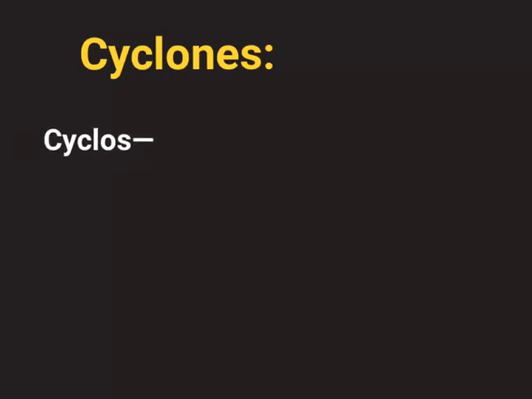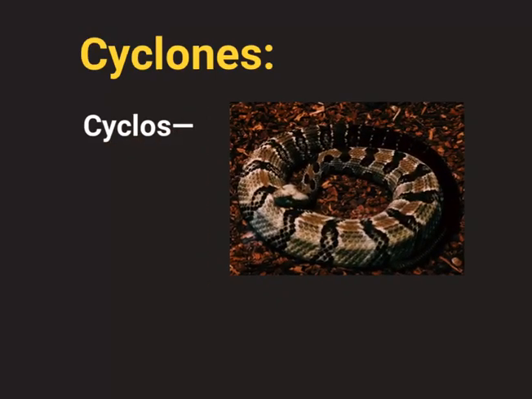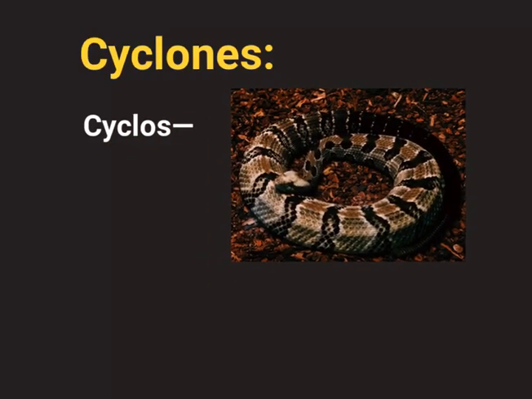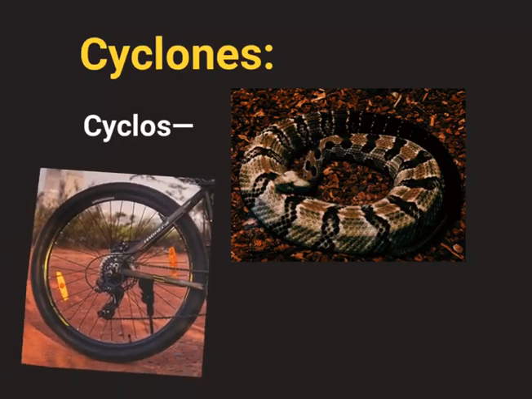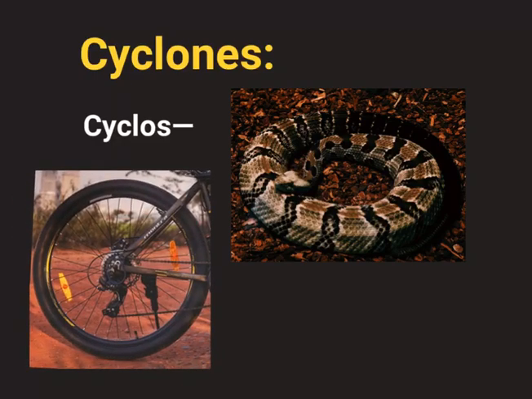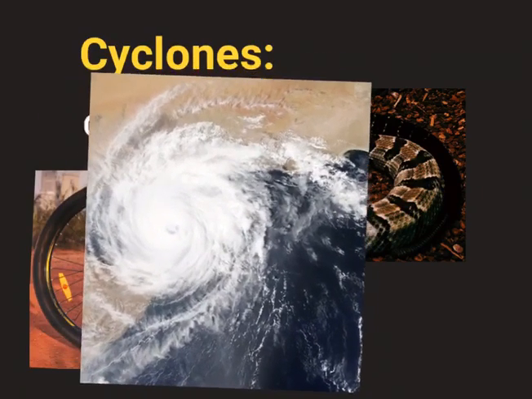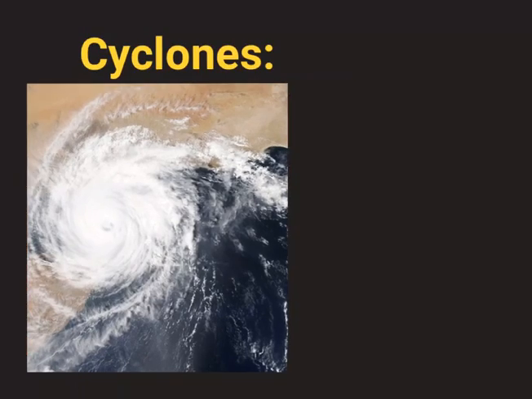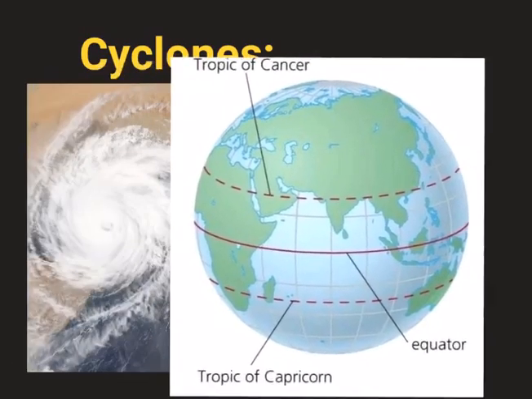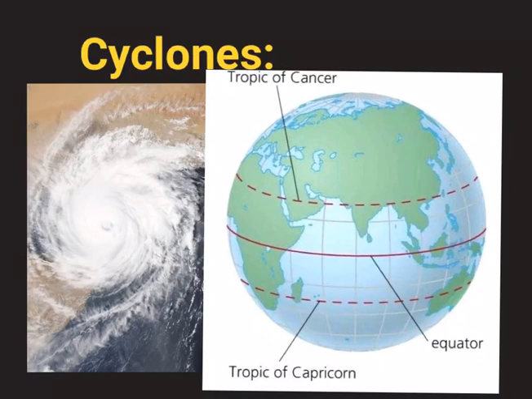Basically, the word cyclone is derived from a Greek word called cyclos, meaning coiling of a snake. In a simpler manner, you can compare the formation of a cyclone to the rotation of a cycle wheel. So, in general, a cyclone is a storm or system of winds that rotates about a center of low atmospheric pressure. If these cyclones are formed in the tropical region, that is 23° north and south between the Tropic of Cancer and Tropic of Capricorn, they are termed tropical cyclones.